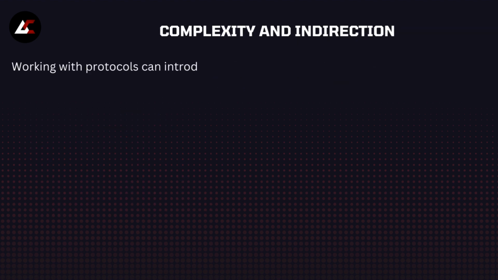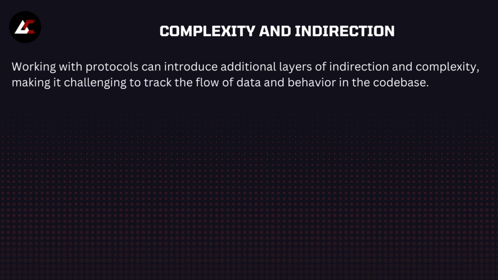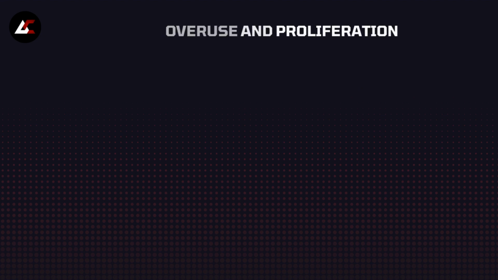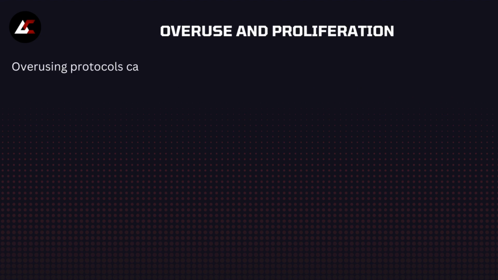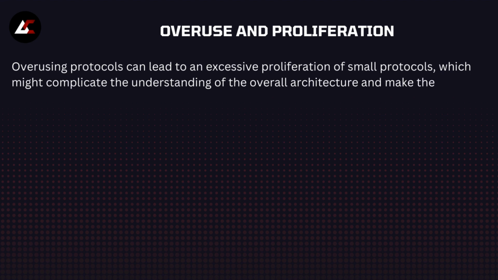Complexity and indirection. Working with protocols can introduce additional layers of indirection and complexity, making it challenging to track the flow of data and behavior in the code base. Overuse and proliferation. Overusing protocols can lead to an excessive proliferation of small protocols, which might complicate the understanding of the overall architecture and make the code base harder to manage.